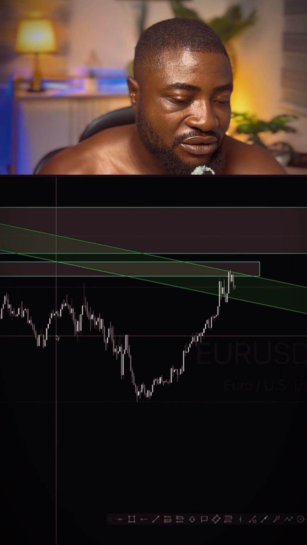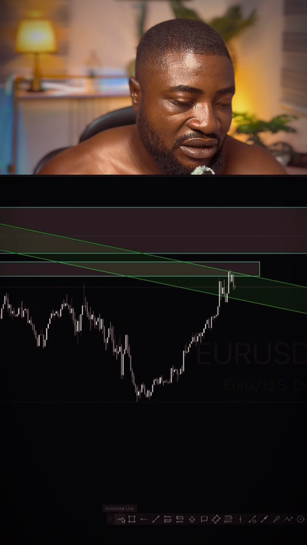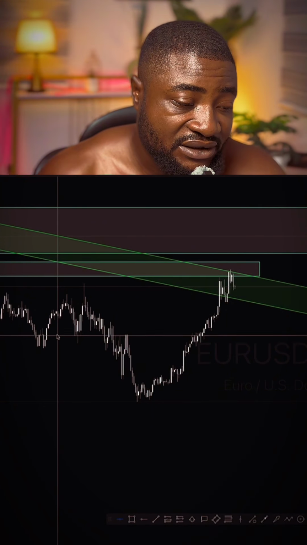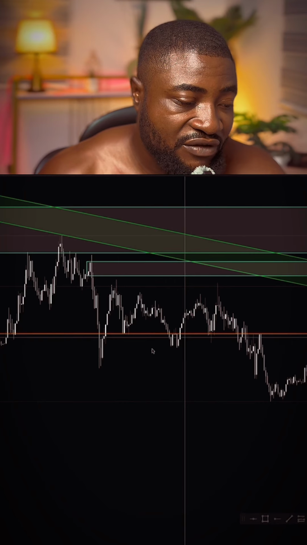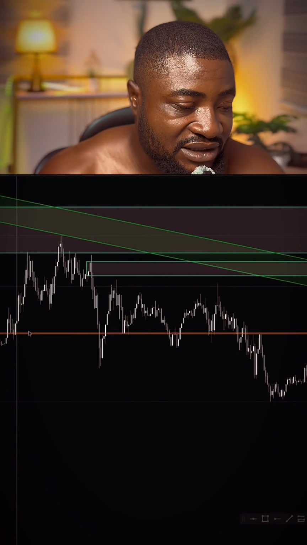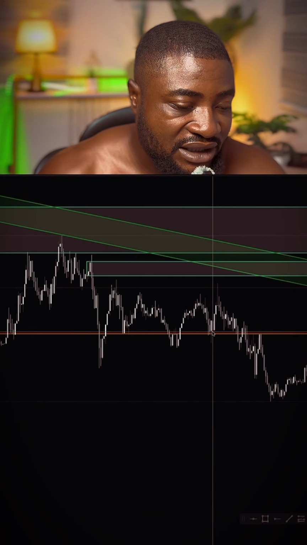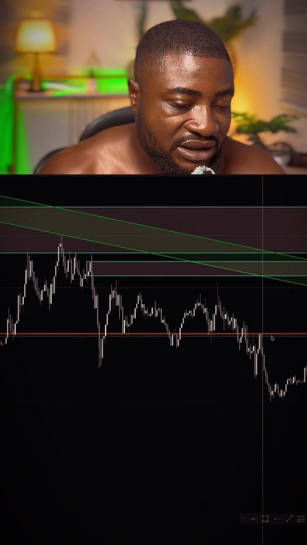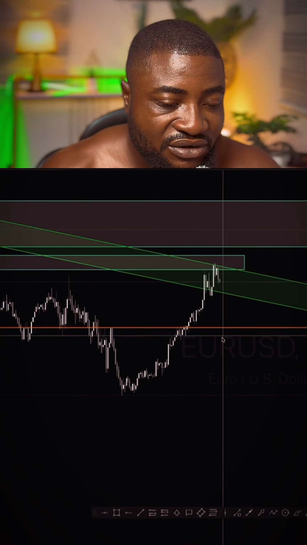First, we'll be targeting this zone. We have a zone here. Market could likely get to this zone and just reverse. Anything is possible in forex. So we have a very strong zone here. Look at it. Market tested it here, tested it again, tested it again. Here too, tested it again. So it's most likely for market to get to this zone.